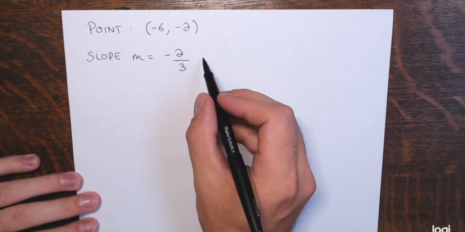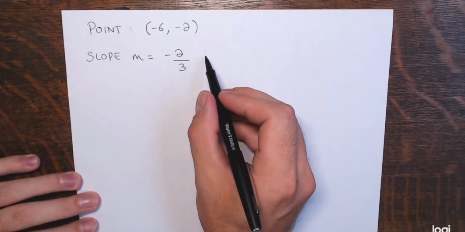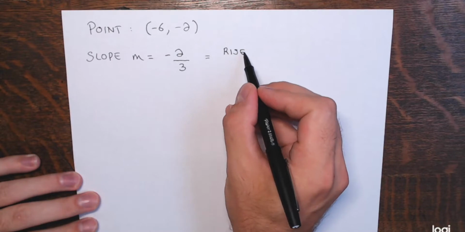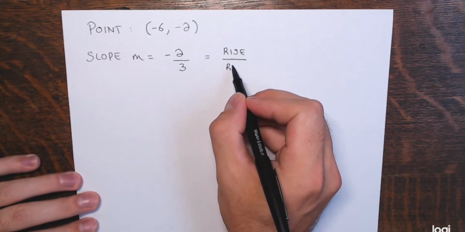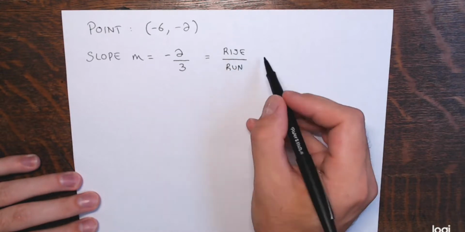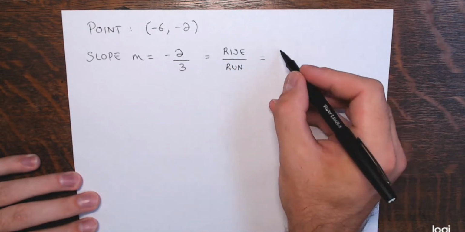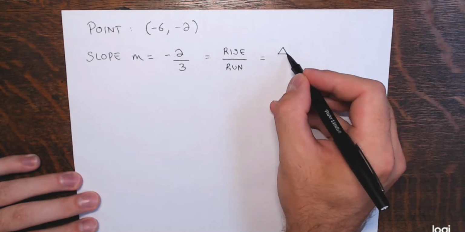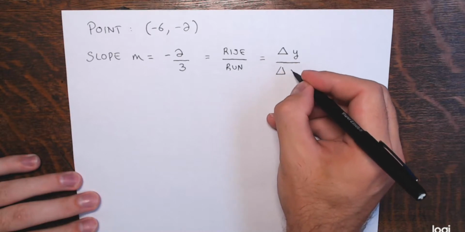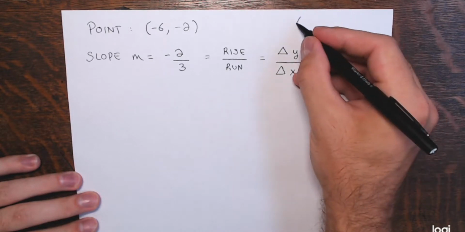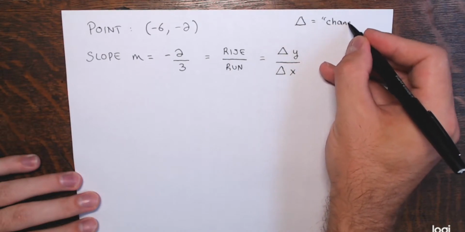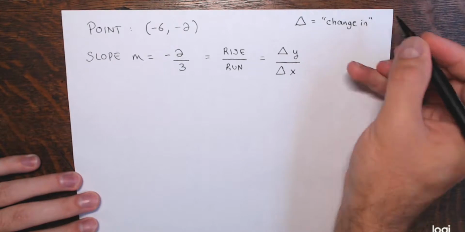Now remember what slope is. Slope you can think of as rise divided by run. This is vertical change divided by horizontal change, sometimes represented as delta y divided by delta x, where this delta symbol just simply means change in.